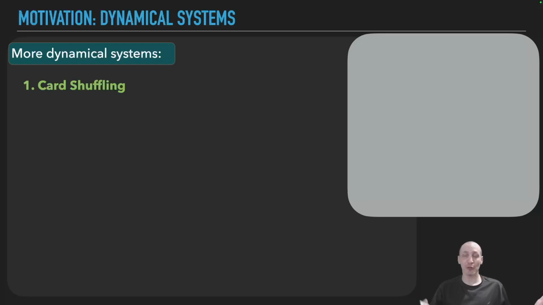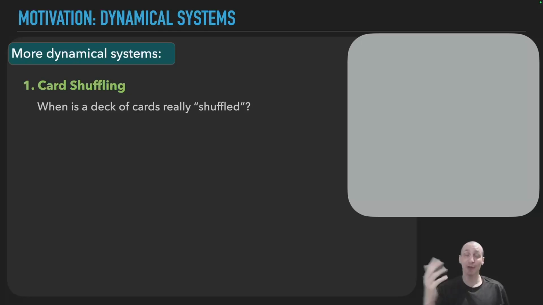And ask lots of interesting questions about this type of shuffling. So for example, how many shuffles do I need until the deck is actually shuffled? And there are two questions there. What does it mean to be actually shuffled? And once we have the definition, how much time does it take to get there. So again, we have a very interesting dynamical system and a very interesting question that we can ask about it.